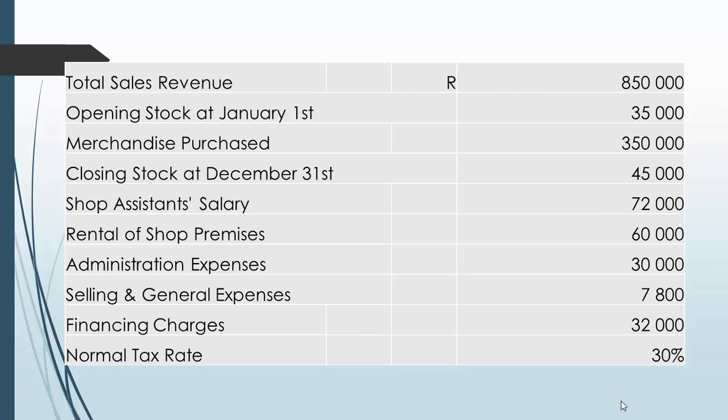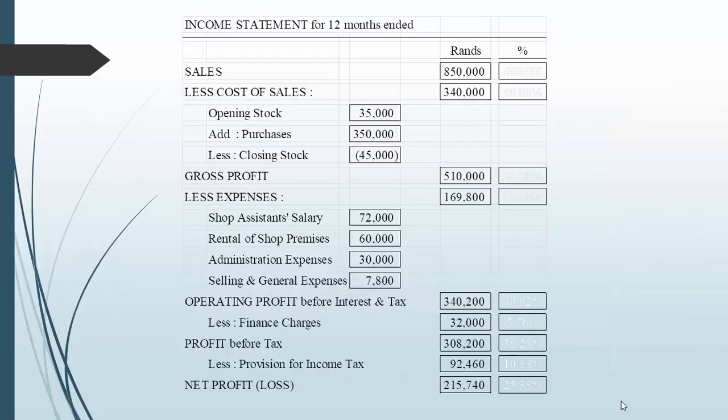Welcome back. So hopefully you've done this little exercise and you might have struggled a little bit with it, but let's talk you through it. So you took these numbers and you plugged them into the income statement, and you would see that you have your sales of 850, your cost of sales of 340, which is made up of your opening stock plus your purchases less your closing stock.